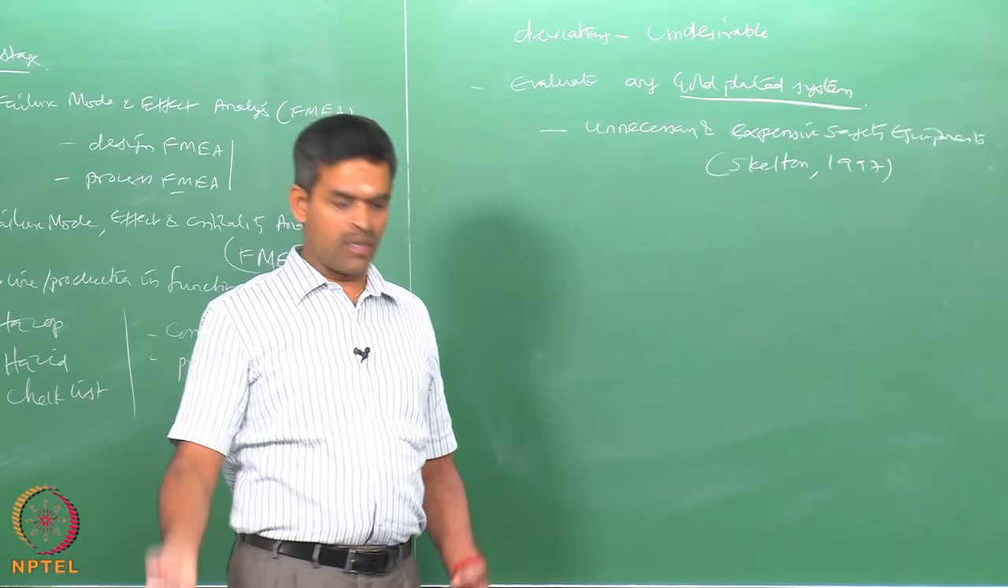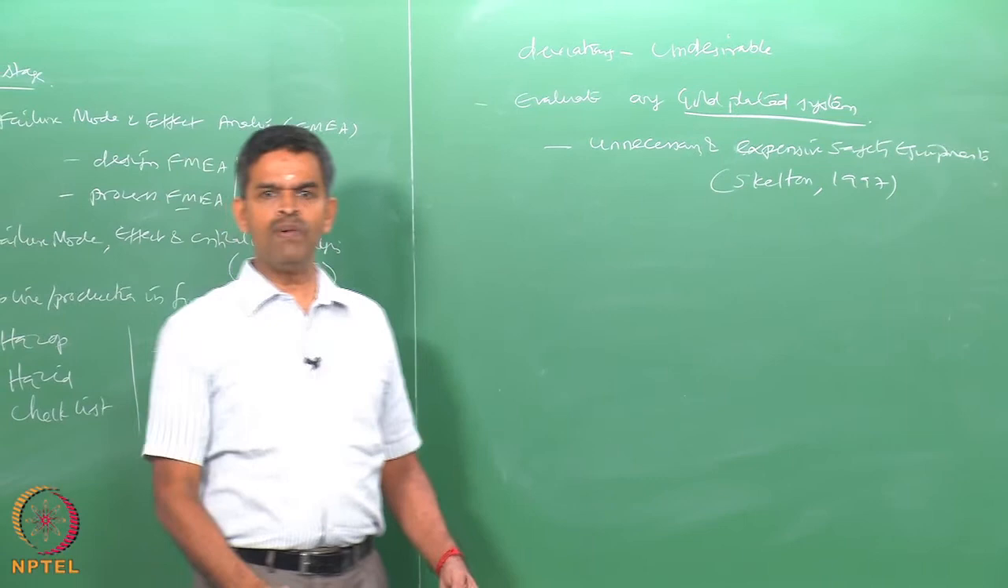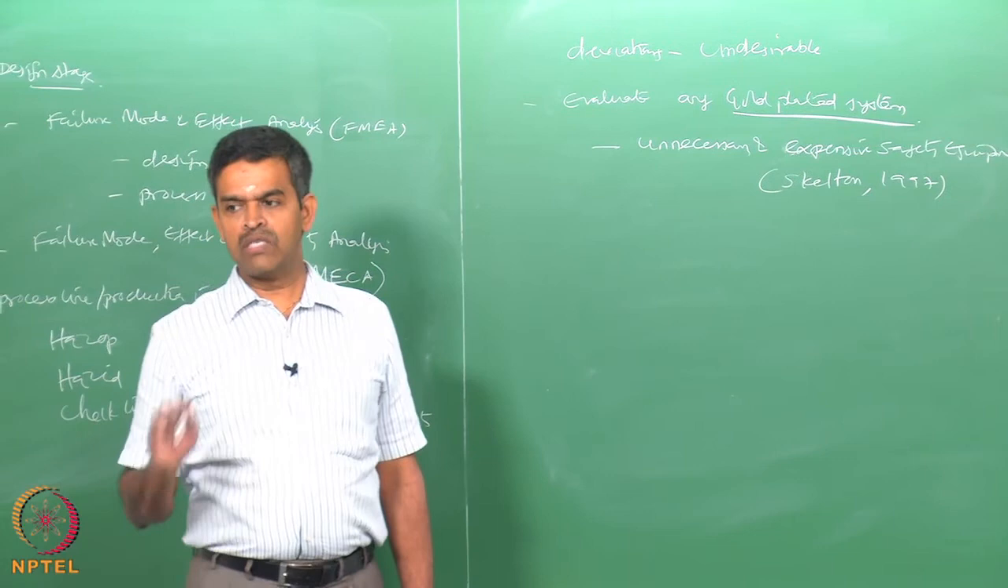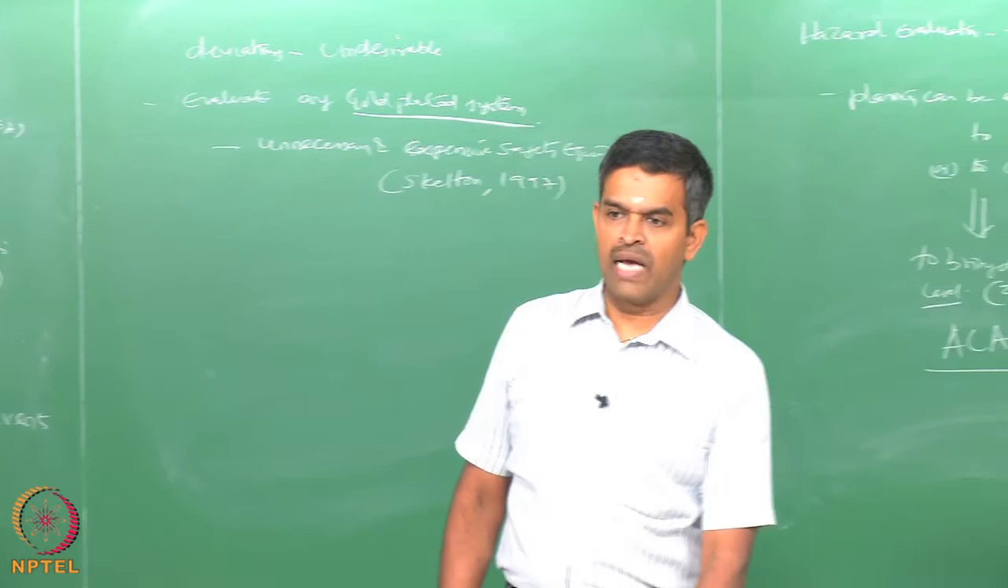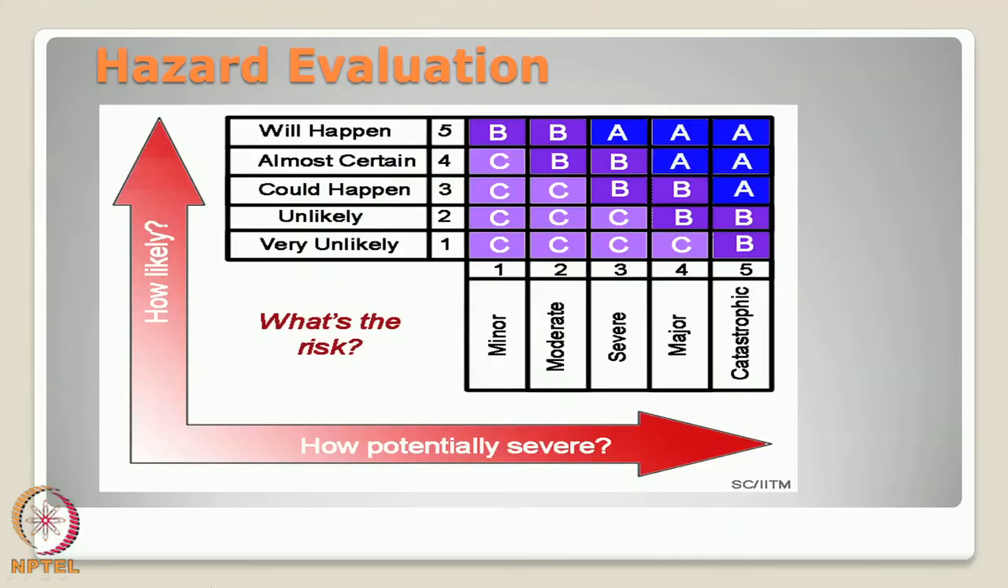So, hazard evaluation therefore is a simple way of evaluating hazard and identifying the total consequences associated with the hazard and the likelihood of those consequences which will occur when the hazard is formed. So, hazard evaluation can be done interestingly by a matrix as you see on the screen now. The screen shows a matrix which explains how potentially severe they are and how likely they can occur. If they will happen, you have a scale of 5. If they are very unlikely, you have a scale of 1. If the potential severity is catastrophic, you have a scale of 5. If the potential severity is very minor or unnoticeable, you have a scale of 1.